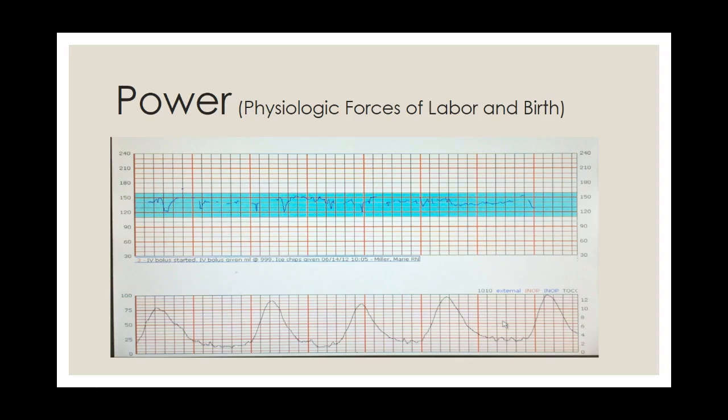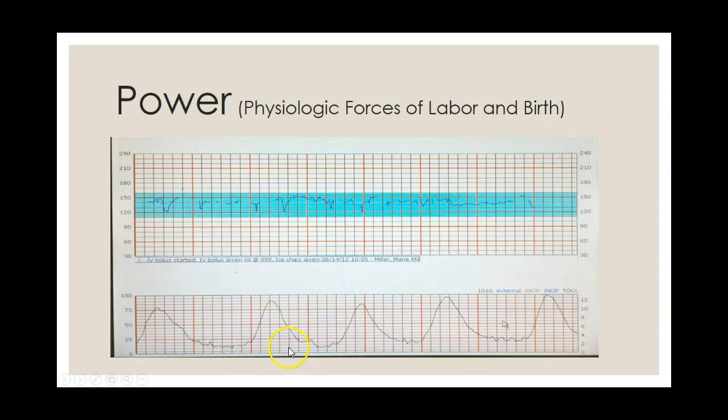Now, intensity is measured by assessing mom. We have two ways to do that. The most important way is assessing mom's abdomen with touch or feel. We want to palpate her abdomen. If her abdomen at the peak of a contraction feels like your chin, that's a mild contraction. If it feels like your nose, that is a moderate intensity contraction. And if it feels like your forehead, that is a strong intensity contraction. So that's how we measure intensity.